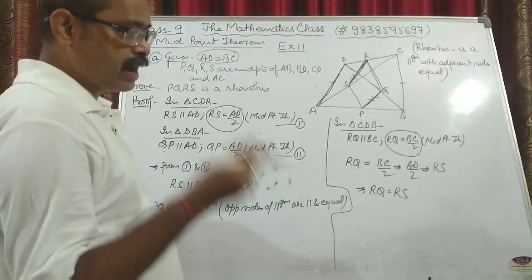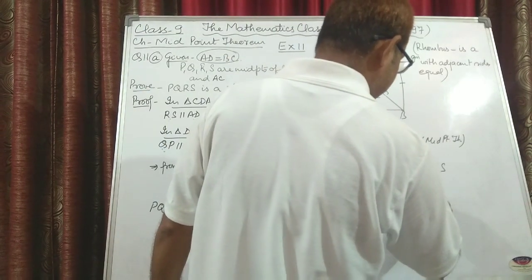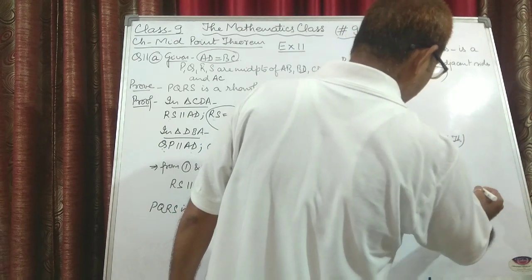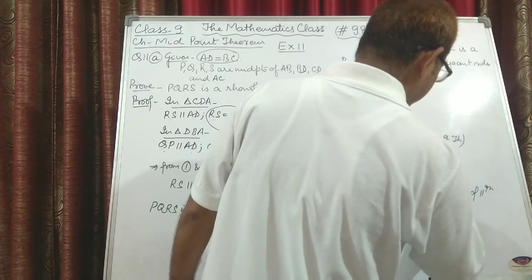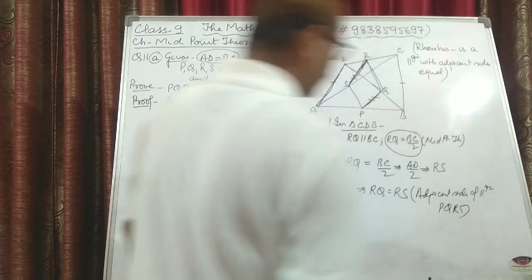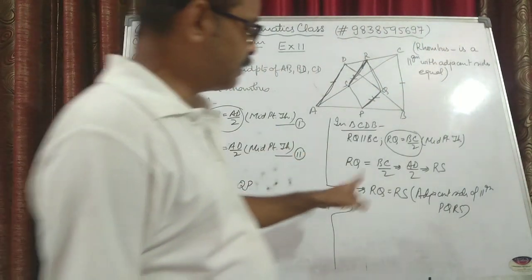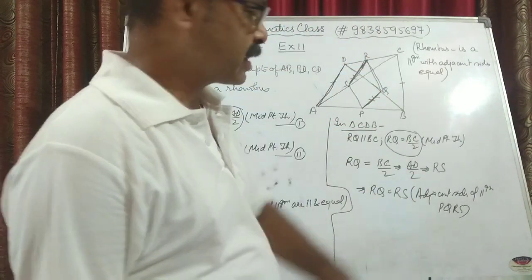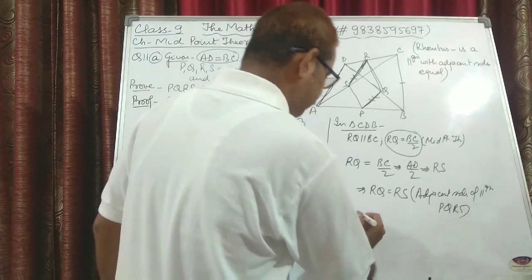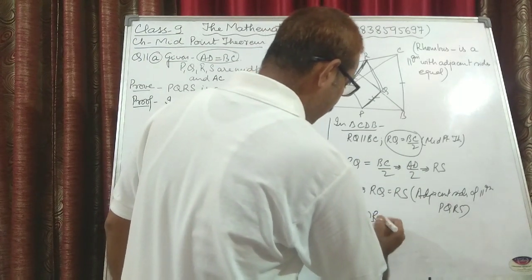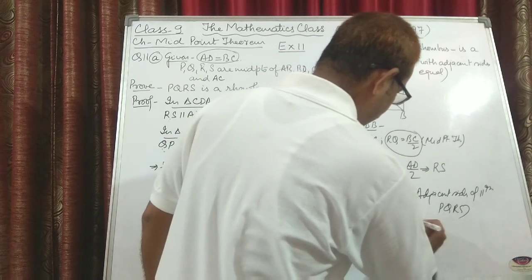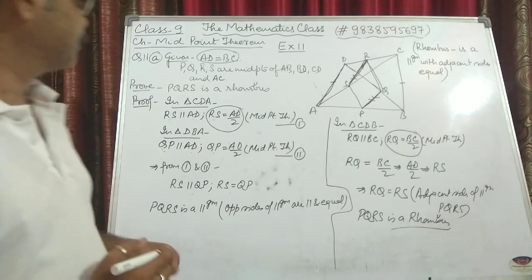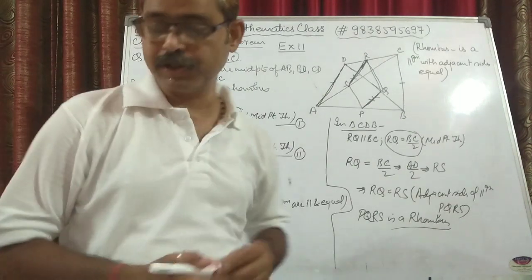Now this RQ and RS are the adjacent sides of parallelogram PQRS. We have proved that RQ and RS are the adjacent sides of the parallelogram. Now when the adjacent sides of a parallelogram are equal, then we can say that PQRS is a rhombus. So I have finished with the 11th question, first part.